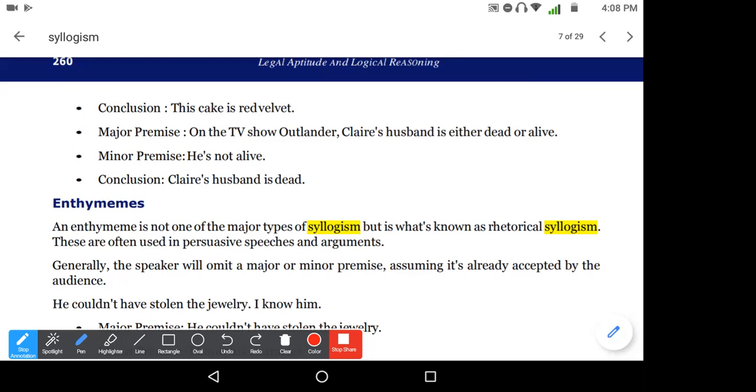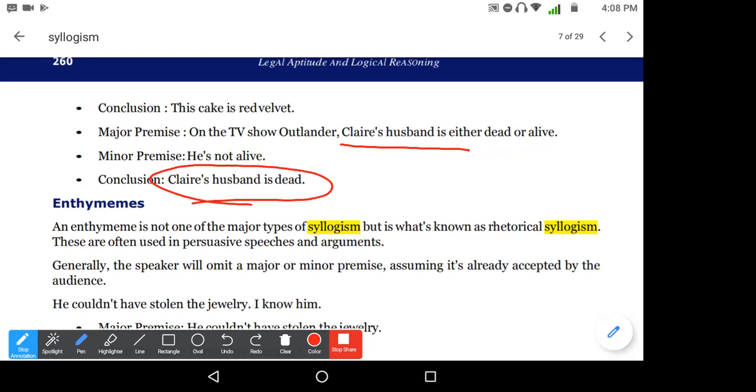Now let's see one more. On a TV show Outlander, Clary's husband is either dead or alive. So that is the main sentence. Now, under that, he is not alive. There is no definite answer. Now, what they are saying, minor premise, he is not alive. If he is not living, which means Clary's husband is dead, will be the conclusion.